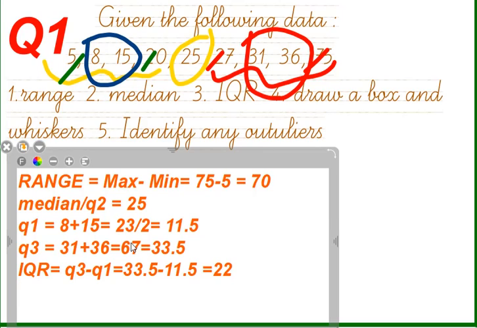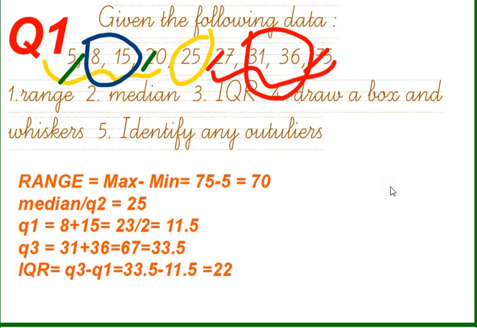Draw a box and whiskers. We already have our minimum value right there, because we already substituted 75 and 5. 75 is our biggest number, and 5 is our lowest number. We have Q1, Q2, Q3, and what else do we need? That's it. We need the minimum, maximum, Q1, Q2, and Q3, and we already have that. So let's move on to the next page so that we can draw our box and whiskers.